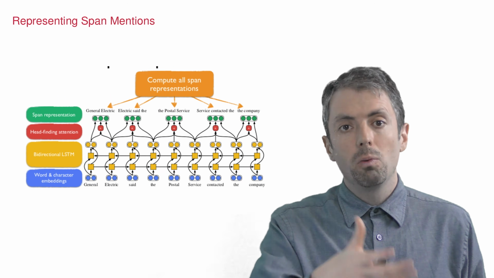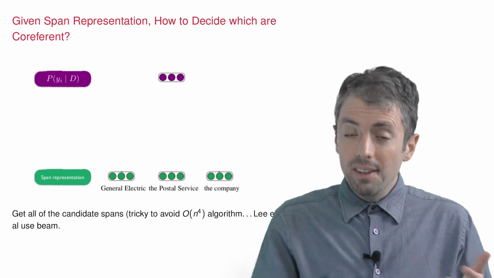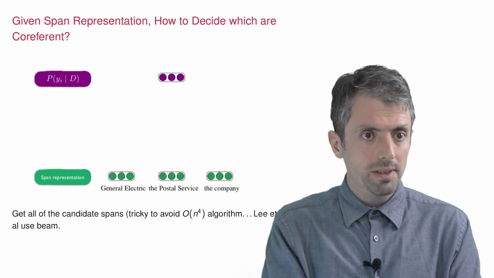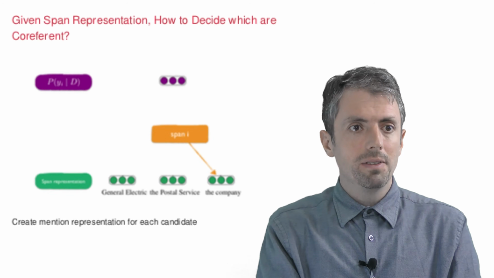But once you have the spans, that isn't enough. You then need to figure out which ones are coreferent with each other. And this is where there can be some algorithmic trickiness. You can have a polynomial explosion if you're not careful. Take a look at the paper for details.